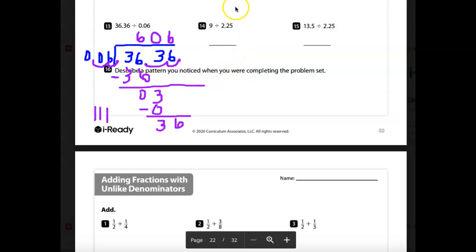All right. Let's look at this one. We're going to make our division box. 9 divided by 2.25. So we're going to have a 9 in here, and then we're going to have 2.25. All right, I want you to try that one, and then I'll check it with you.